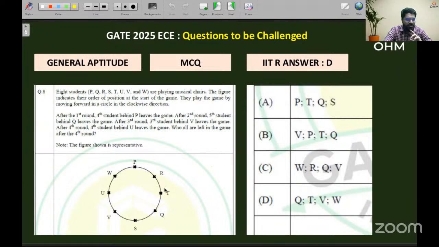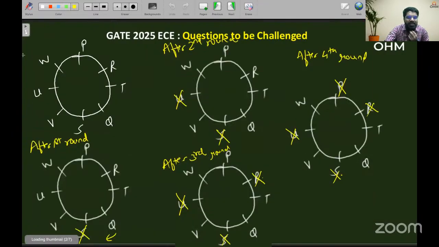This is the initial positions given, in clockwise manner: P, R, T, Q, S, V, U, W, and there are stories given to you that after the first round, the fourth person behind P and so on. So what is actually happening? This is the initial picture, and the persons are going to move in the clockwise sense. The fourth person after P, so S will be eliminated after the first round. I have highlighted it here. I have made all the pictures roughly after the first, second, third, fourth round.